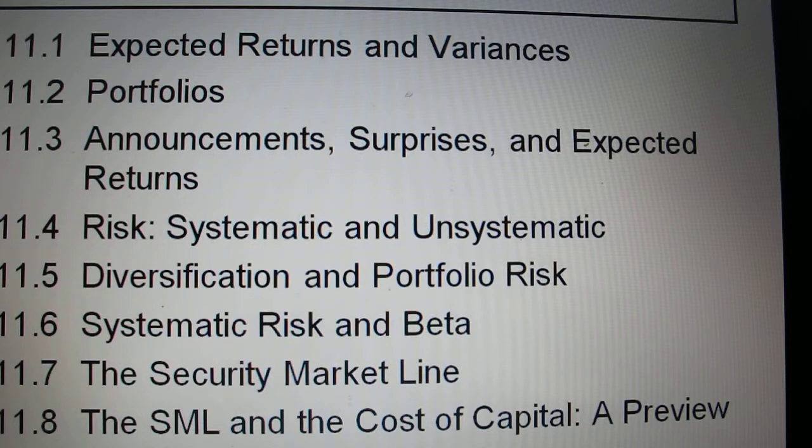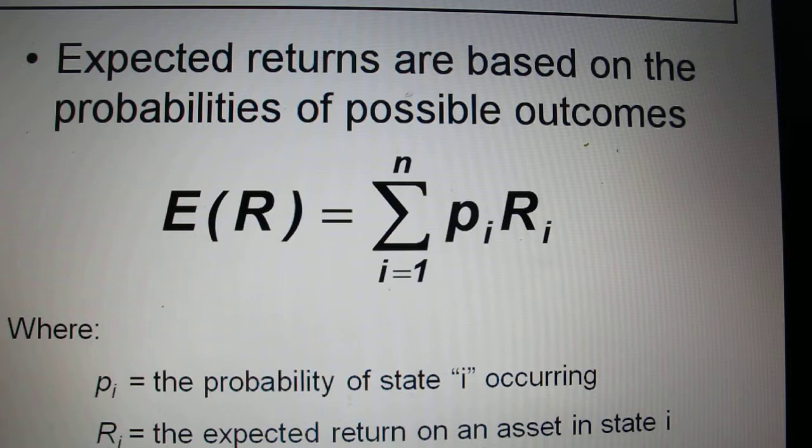All right, so last chapter we really got into the history, and here we're getting into future or expectations. The thing we start off talking about is expected returns. Expected returns are based on the probabilities of possible outcomes. So you have your expected return on the left-hand side of this equation. Then you have a summation of P times R. What's P? P is the probability of state i occurring, whatever that state may be. And R is the expected return on an asset in state i.